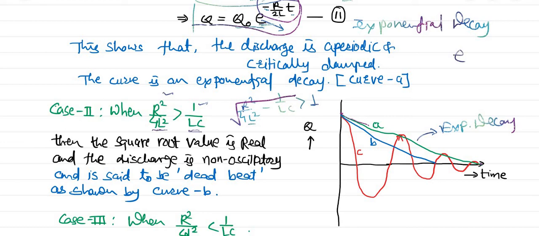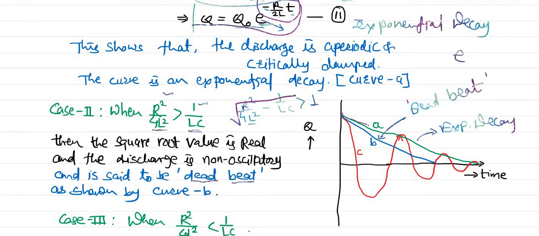This type of discharge is known as dead beat, and this is shown by this particular second curve, which is shown by the blue color, which is curve B. So this type of discharge is known as dead beat.